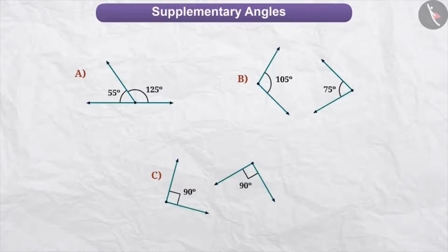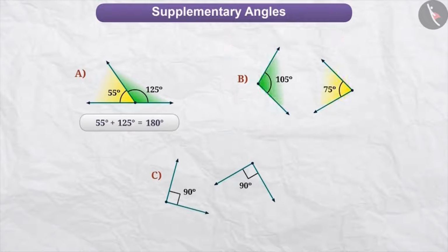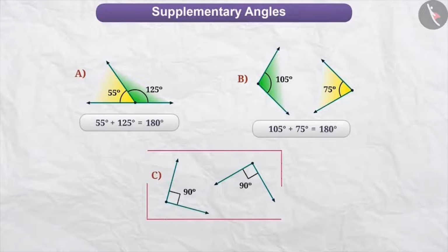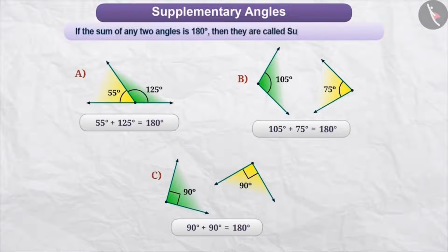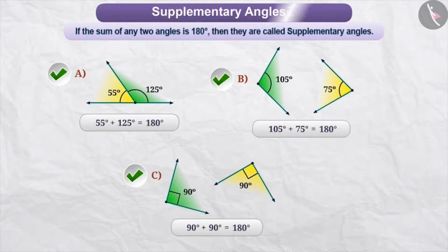In figure A, we see that the sum of both the angles is 55 degree plus 125 degree is equal to 180 degree. In figure B, the sum of both the angles is 105 degree plus 75 degree is equal to 180 degree. In figure C also, the sum of both the angles is 90 degree plus 90 degree is equal to 180 degree. Similarly, if the sum of any two angles is 180 degree, then they are called supplementary angles.